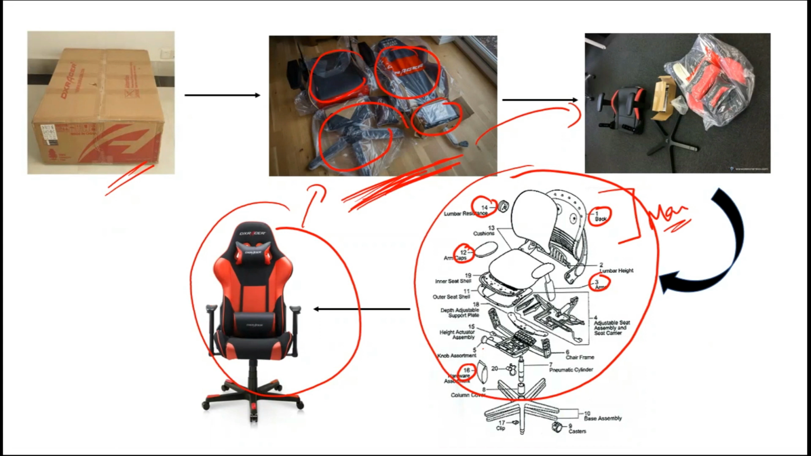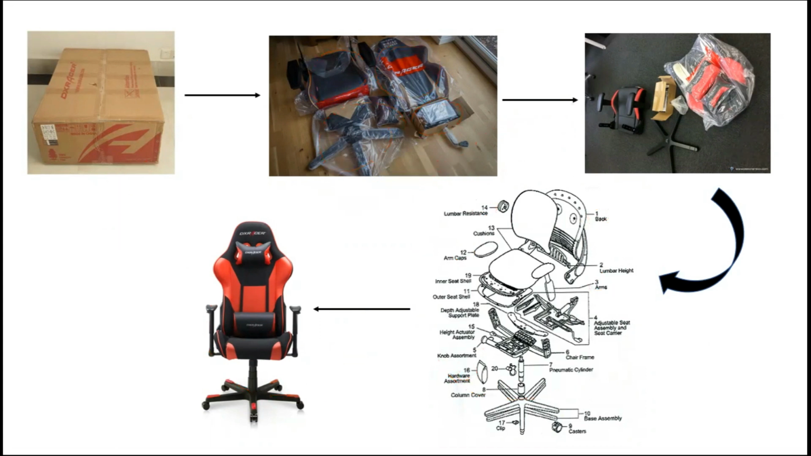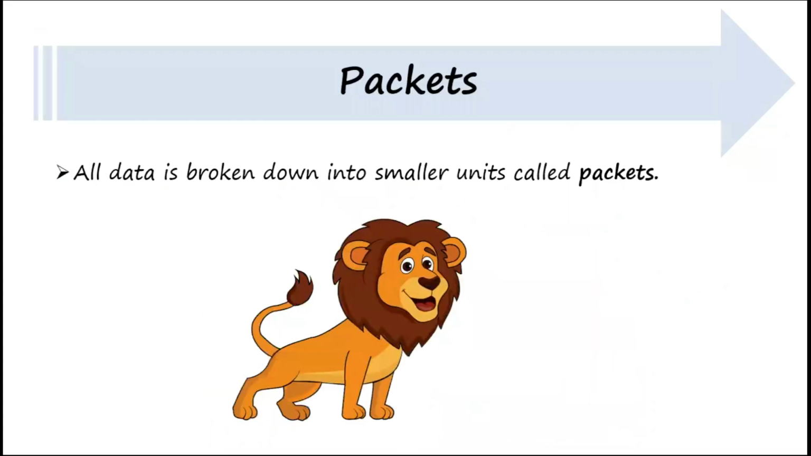Simple. So let's understand in terms of the web world. Now we know that all data is broken into tiny units called packets. Let's see how it works on the internet. So remember, all data on the internet is broken down into tiny smaller units called packets. For instance, this is the data. It is broken down into tiny small units. We are going to see with a very wonderful example.